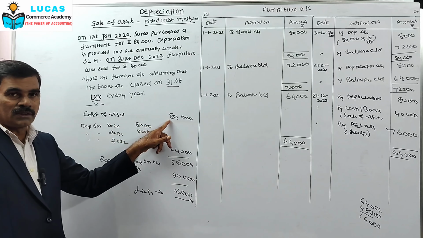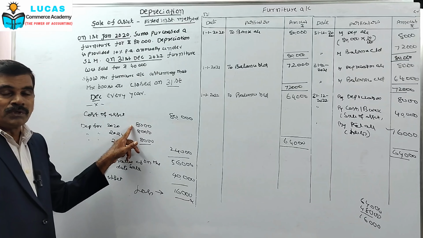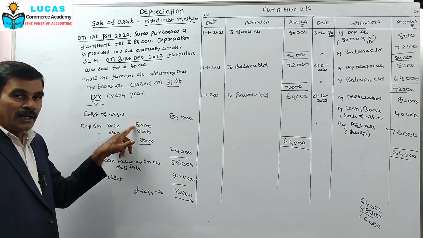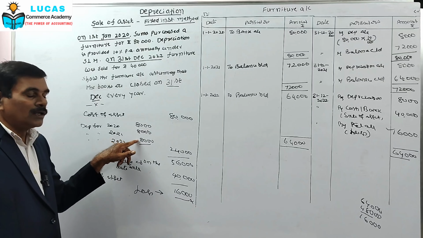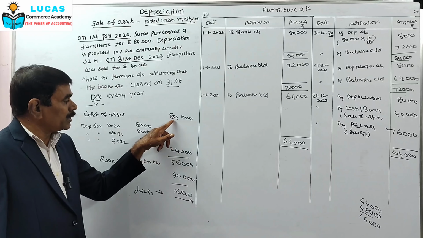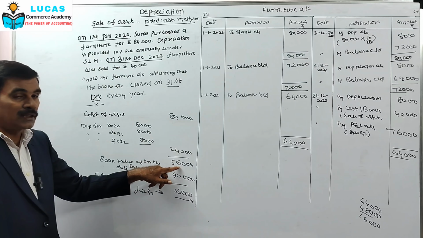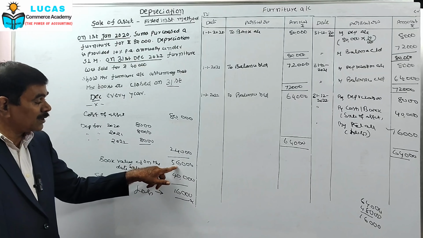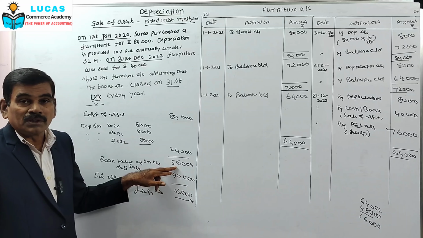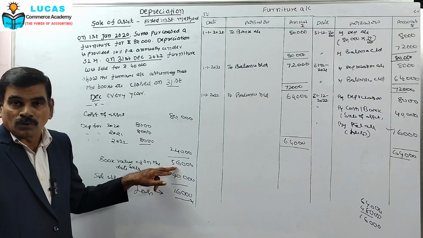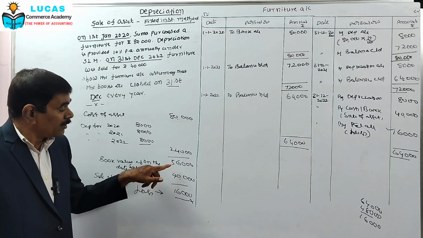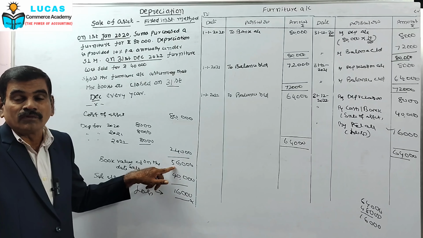First you take the cost of asset, that is 80,000, less depreciation from the purchase of asset to the date of sale. That means 20, 8,000, 21, 8,000, 22, 8,000. So total depreciation is 24,000. This 24,000 should be deducted from 80,000. So the resulting figure is 56,000. This is the value just before sale. If the asset is sold for rupees 56,000, then no profit and no loss. If sold for more than 56,000, we get profit. If sold for less than 56,000, we get loss.